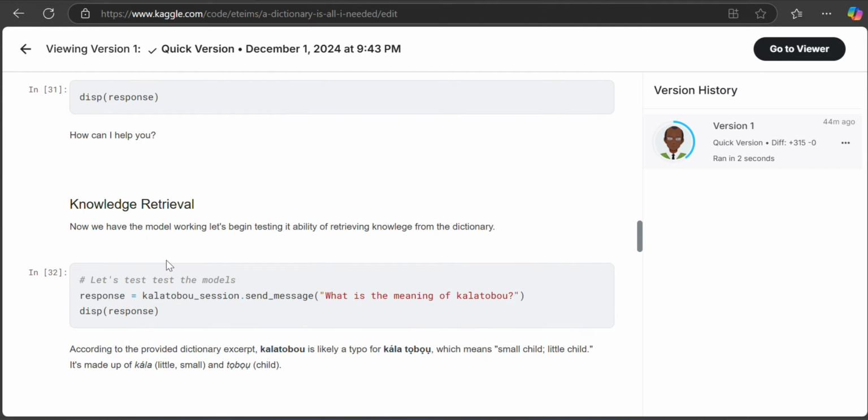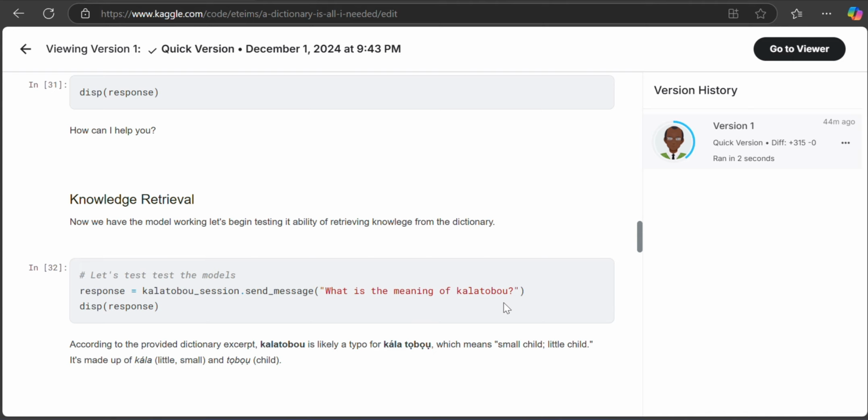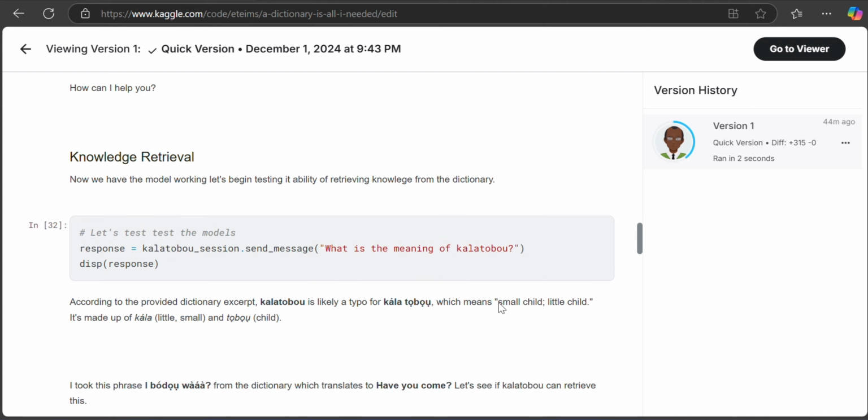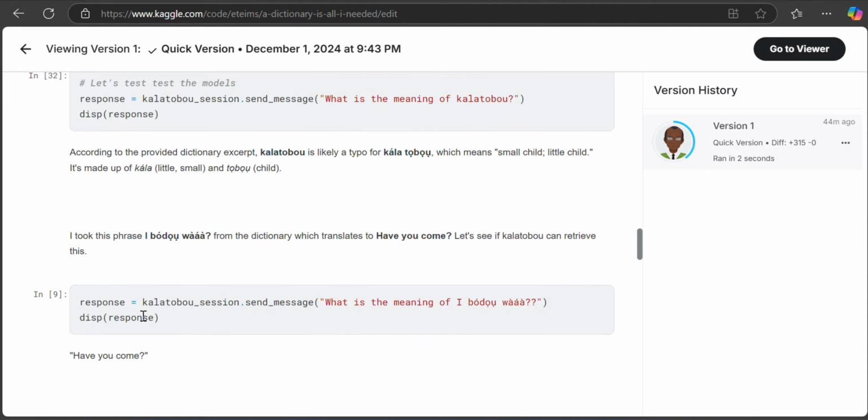The very first thing I wanted to do was to test how the model is able to retrieve knowledge from the dictionary. So the first thing I asked it is, what's the meaning of Kalatubo? And it says Kalatubo means small child, or little child. And that's why I call the model Kalatubo, because it's small. So be nice to it. So that was the very first thing.